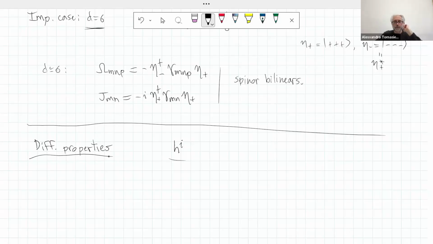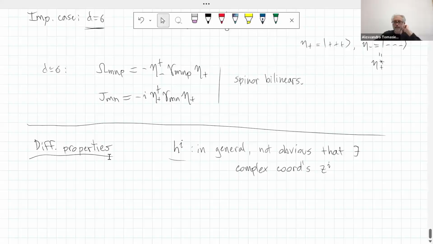I already mentioned this, but in general it is not obvious that there exist complex coordinates such that the h^i are proportional to the dz^i. Nothing guarantees this. So why?